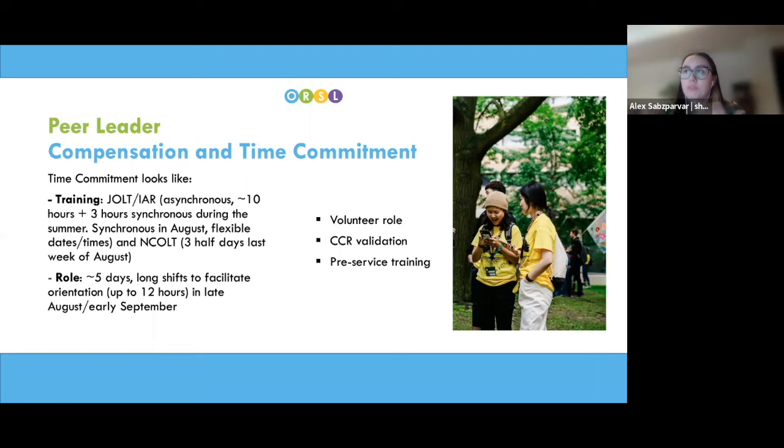The role is about 5 days. There are long shifts to facilitate orientation. It could be up to 12 hours in late August, early September. Again, this depends on the schedule of orientation and how it's going to look this year. But typically it is quite an intense period during the end of August, early September. For compensation, this is a volunteer role, but you do get CCR validation and a bunch of pre-service training to develop your skills as a leader. So those are the main pieces about a peer leader.